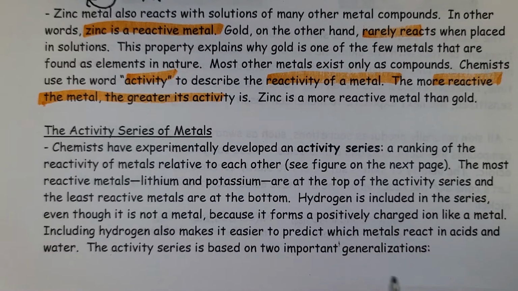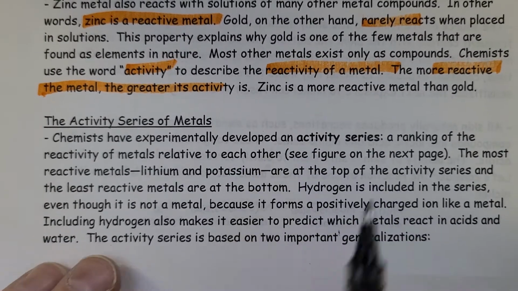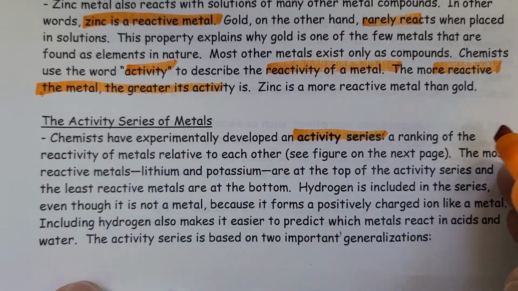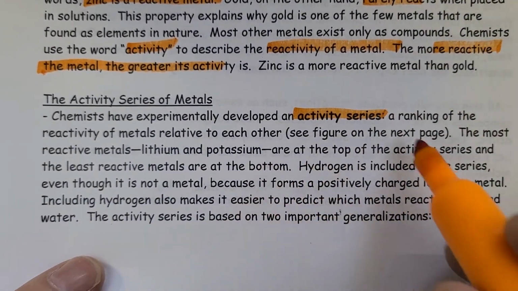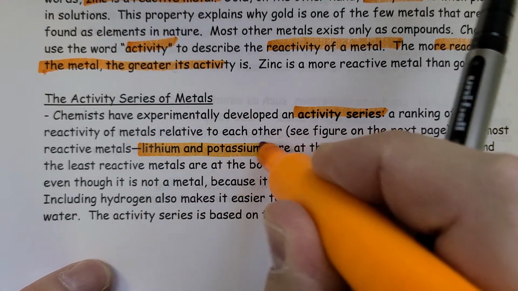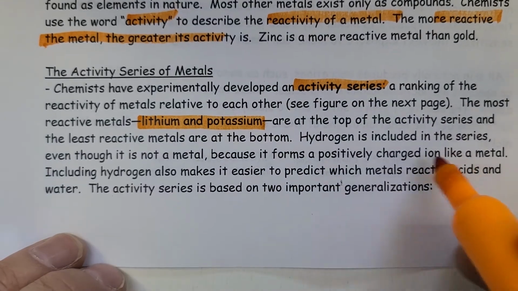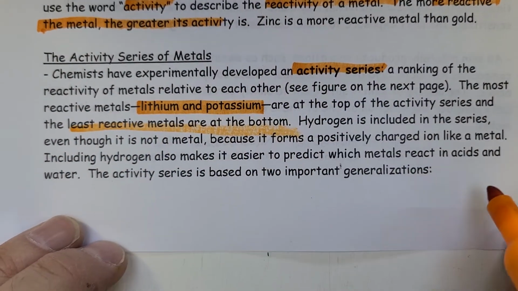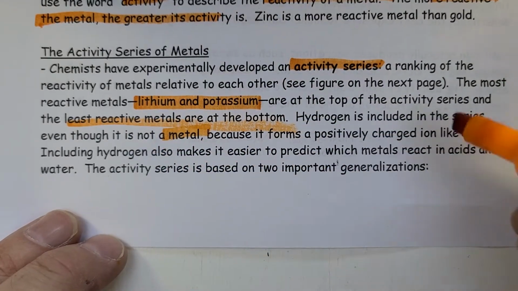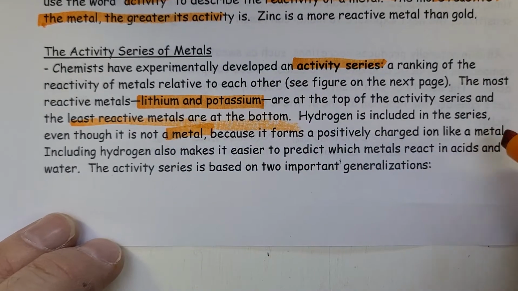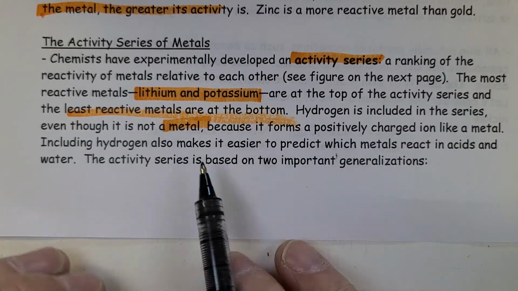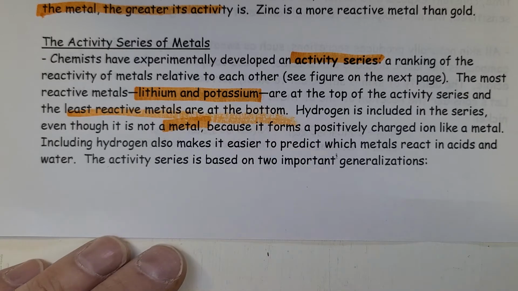The activity series of metals: chemists have experimentally developed an activity series, a ranking of the reactivity of metals relative to each other. And we'll see it on the next page. The most reactive metals, lithium and potassium, are at the top, and the least reactive ones are at the bottom. Hydrogen is included as well, even though it's technically not a metal. Since it forms positively charged ions, like a metal, it's considered to act like a metal. So the activity series is based on two important generalizations.